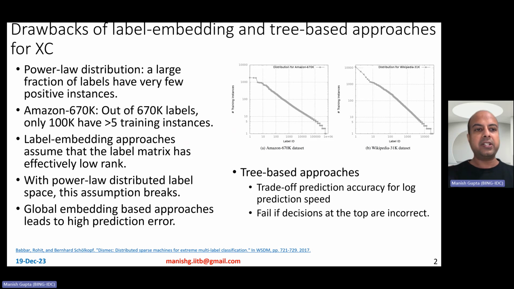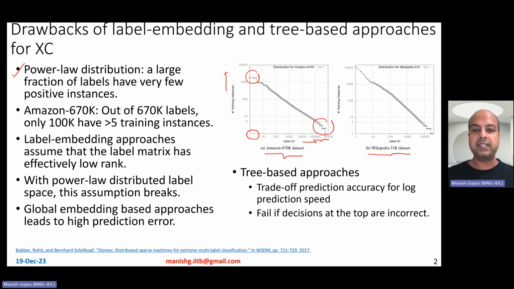Typically, extreme classification datasets show a power law distribution of the labels. That is, a very large fraction of labels have very few positive instances. In these plots for the Amazon 670K dataset and the Wikipedia 31K dataset, the x-axis is just the label ID and the y-axis is the number of training instances. As you observe, for very few labels you have lots of training instances, while for many label IDs you have less than 5 training instances.